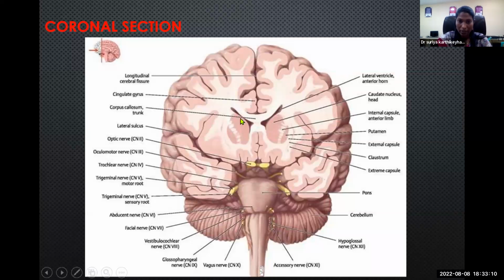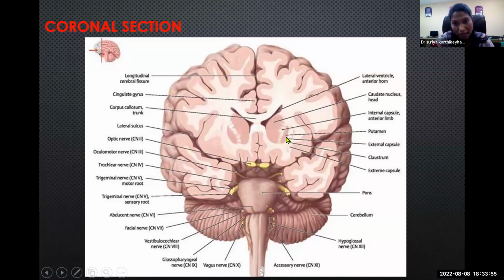Now coming back. This is the corpus callosum. This cavity is the lateral ventricle. On either side, we have the caudate nucleus, that is the head of the caudate nucleus. Lateral to the caudate nucleus, you can see white matter, a white matter projection called the internal capsule. It is present here, so it is called internal capsule. Then lateral to that, we have the putamen. Lateral to the putamen is a mass of white matter called the external capsule. Then we have a thin structure of gray matter called the claustrum. And lateral to the claustrum, again we have white matter called the extreme capsule.